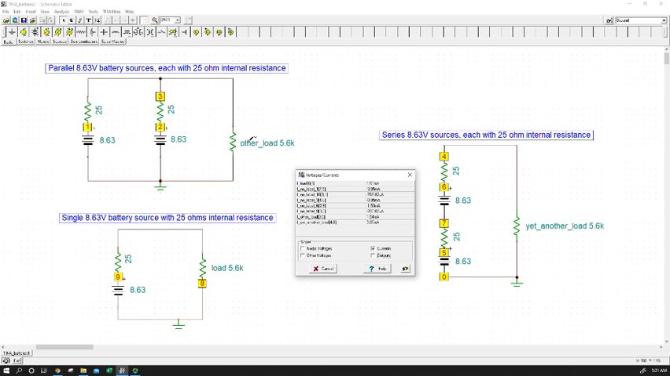Let's look at the current that we got through our load when we put two of these partially discharged batteries, or real voltage sources with internal resistance, both 25 ohms of internal resistance, and we put them in parallel. Now we're still driving this load resistor. Now I'm looking up here at this other load with our parallel real voltage sources. We put these two in parallel, so we're going to be driving this load with whatever the node voltage is up here.